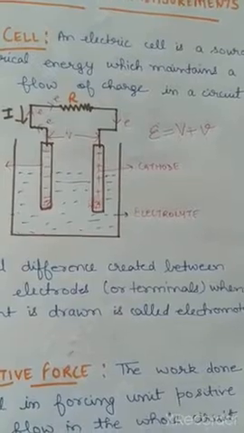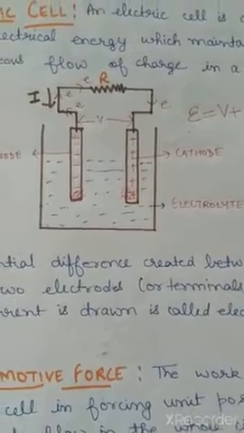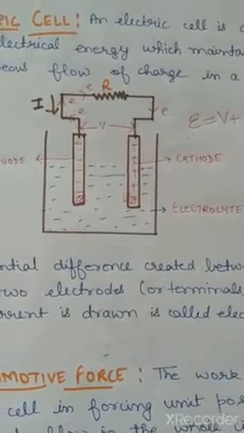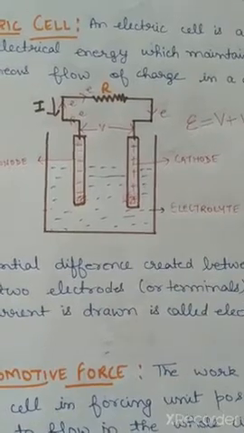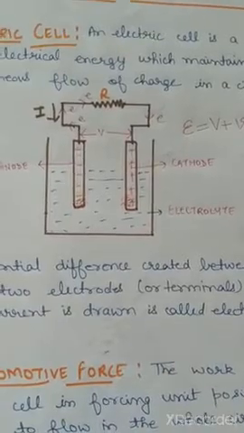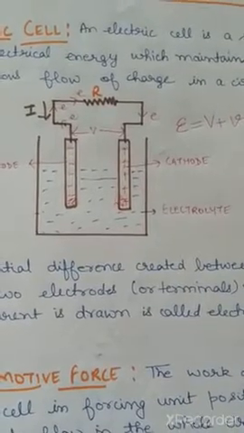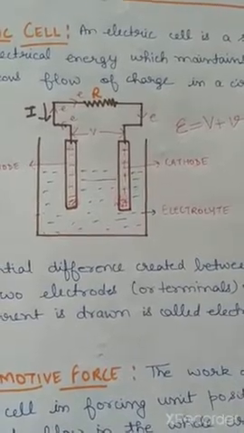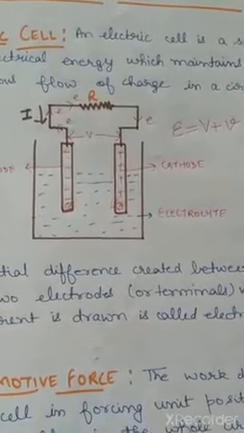Now what happens, we know that a cell is used in a torch or in watches, in instruments. So we know that there is an EMF voltage written on it. Sometimes it is 1.5 volt. So when we take the cell, it is written 1.5 volt. But when we connect this cell in a circuit, will it give 1.5 volt or not? If we want to check that, we will find that when we connect the cell in a circuit, it will not give the value 1.5. It will give less than 1.5 volt.